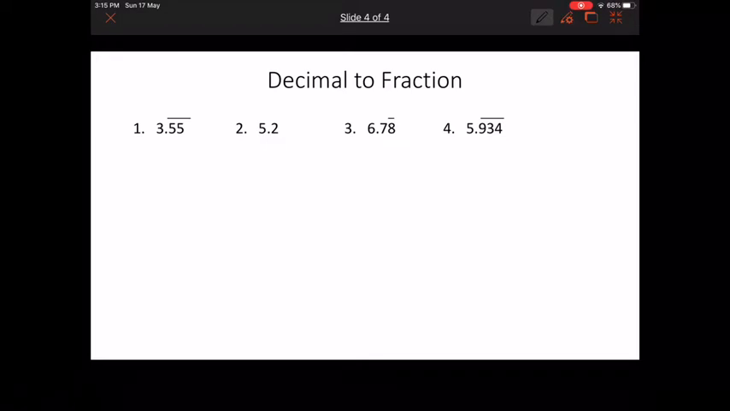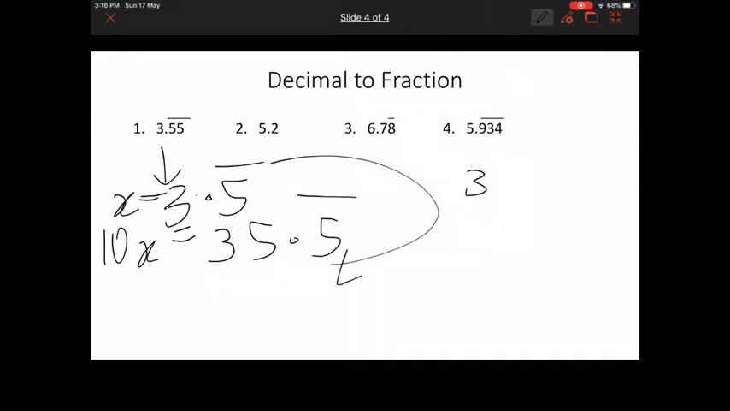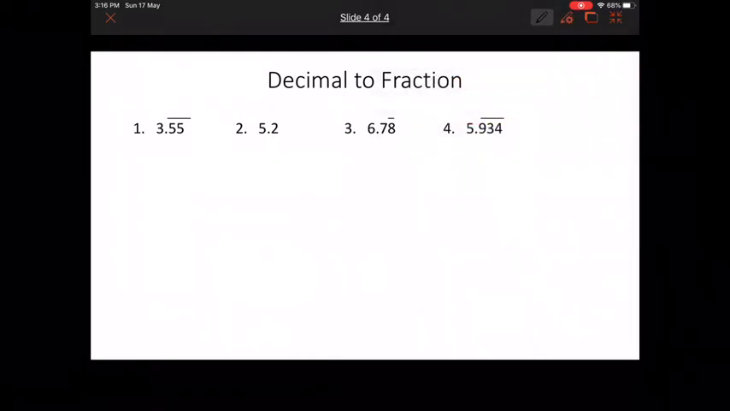3.5 bar is 3.5555 till infinity. It would give us, first you have to do x is equal to 3.5 bar. After that, 10x is equal to 35.5 bar. Then we have to subtract this from this, which would give us 32.0 divided by 9, and this is the fraction. You can exclude 0.